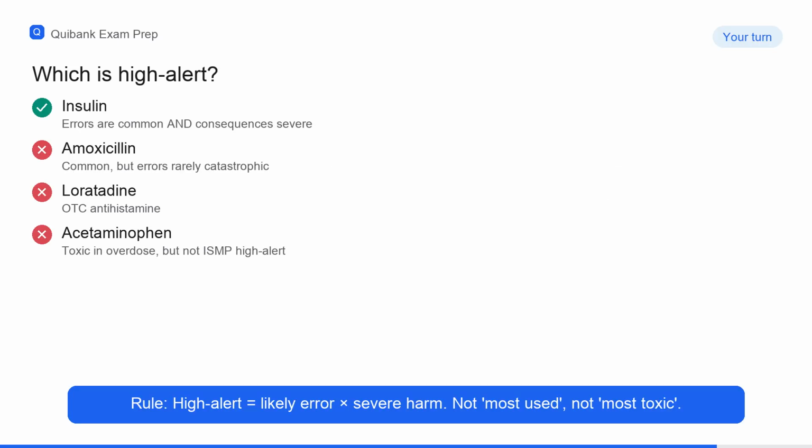Insulin. It is not the most prescribed drug on that list, and it is not the most toxic in a single dose. It is on the list because insulin errors are common and the consequences are severe. That combination is what high alert means.